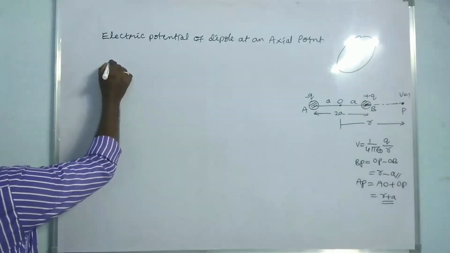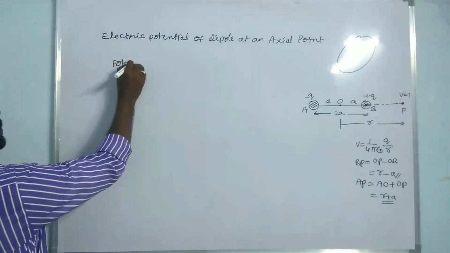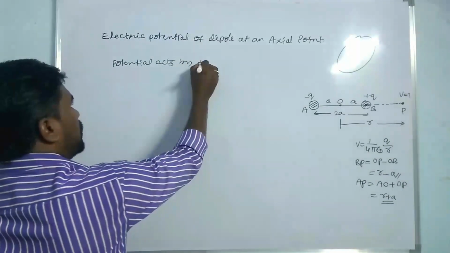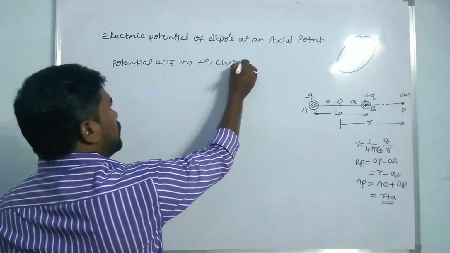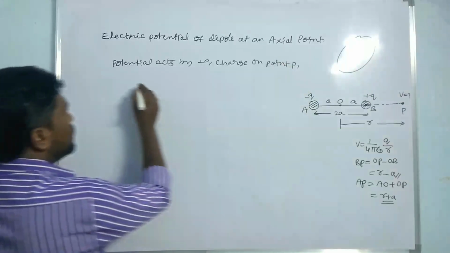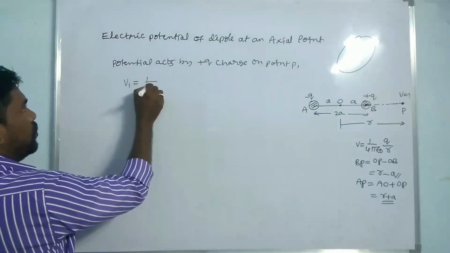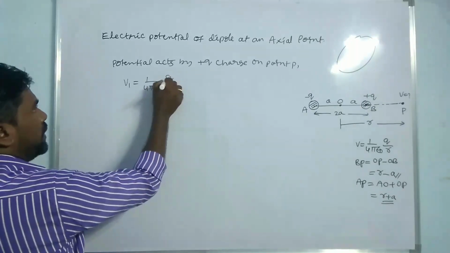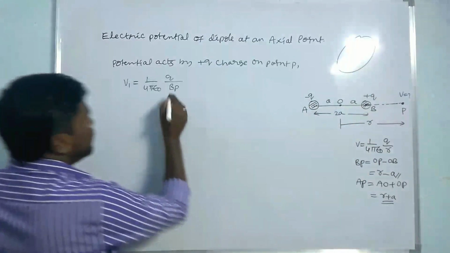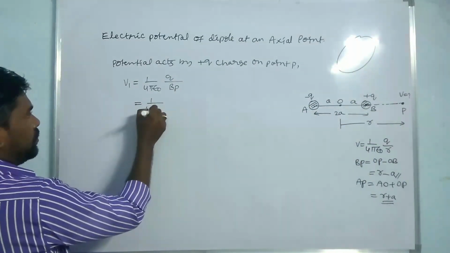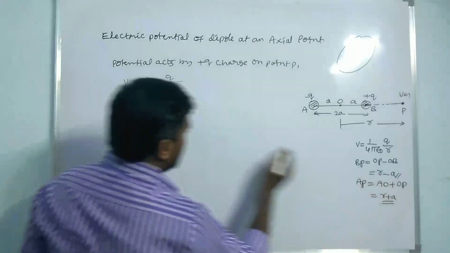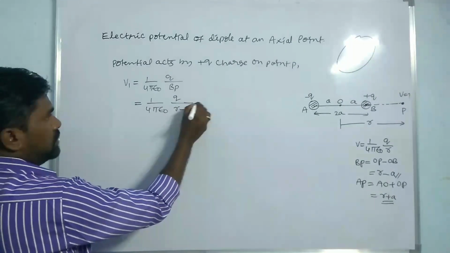Right? Let us see. Potential acts by positive Q charge on point P is V1 is equal to 1 by 4 pi epsilon naught Q by BP. From distance it is equal to BP. BP is equal to R minus A. 1 by 4 pi epsilon naught Q by R minus A. This is equation 1.